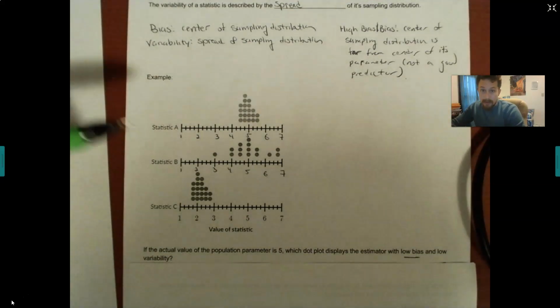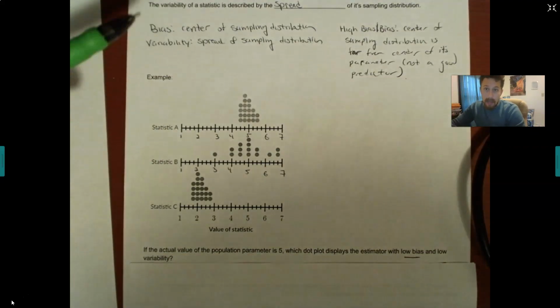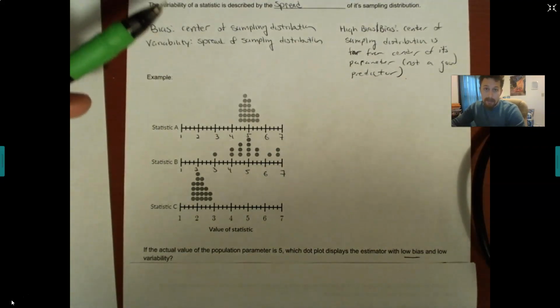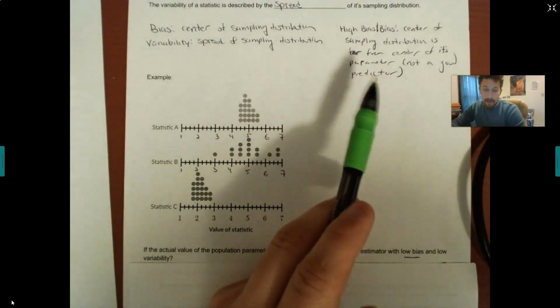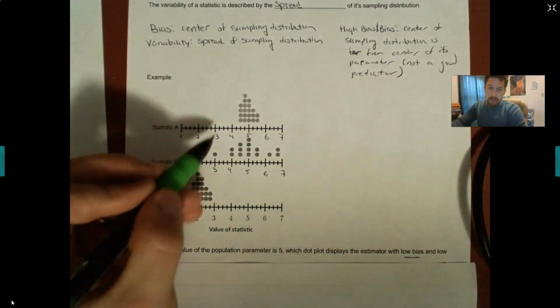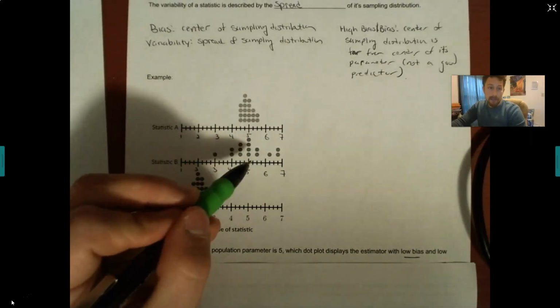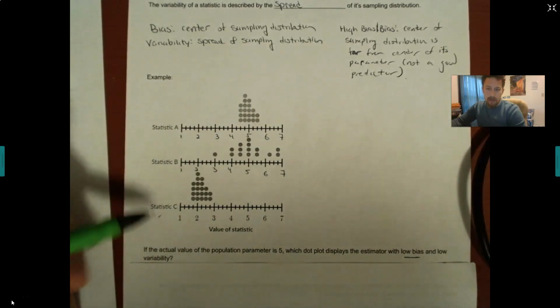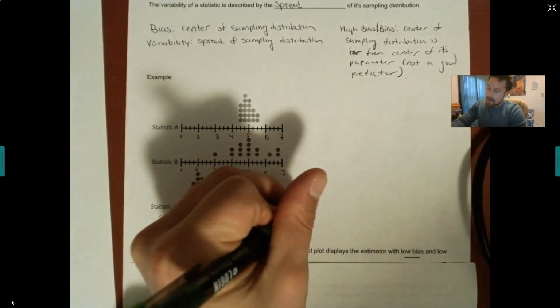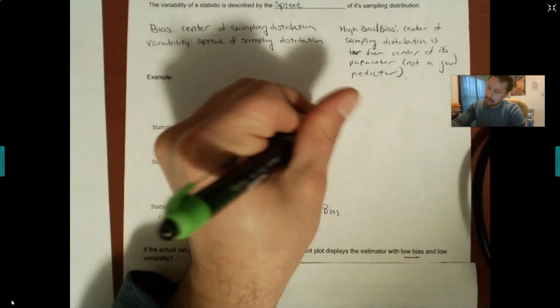So first of all, let's see. Which of these two have low bias? Bias is about the center of the sampling distribution. A low bias, opposite a high bias, the center of the sampling distribution would be close to the center of the parameter. So these two would be low bias because the center is at 5 for the statistic, just as it would be for the population. Right? So we're going to cross this one off. This one is high bias. These are each low bias.